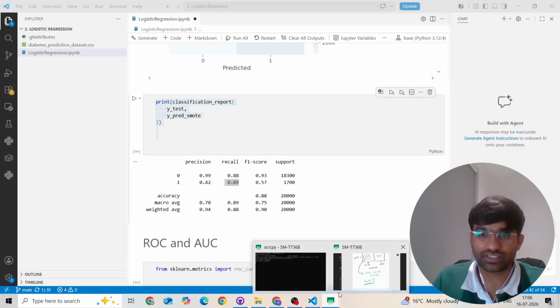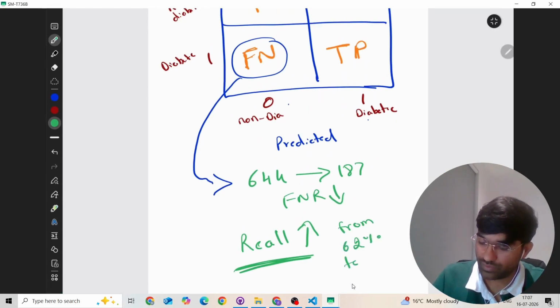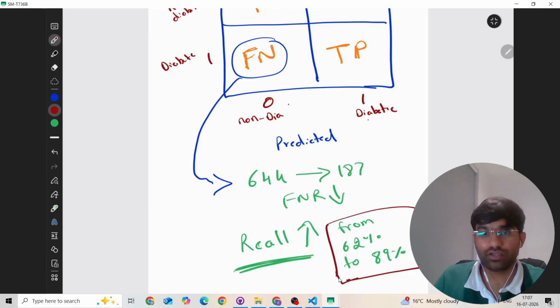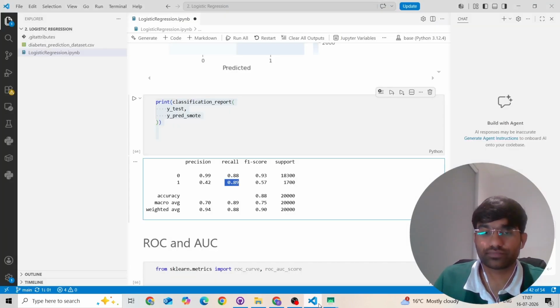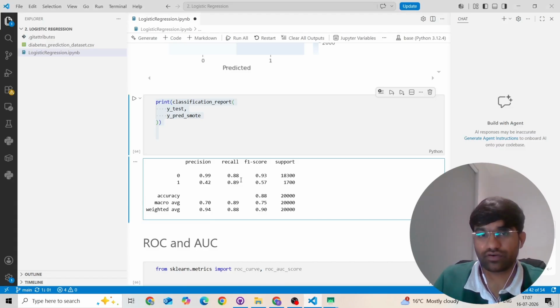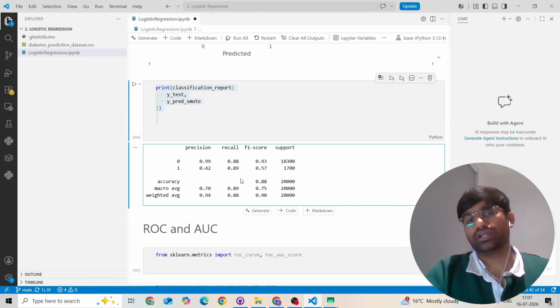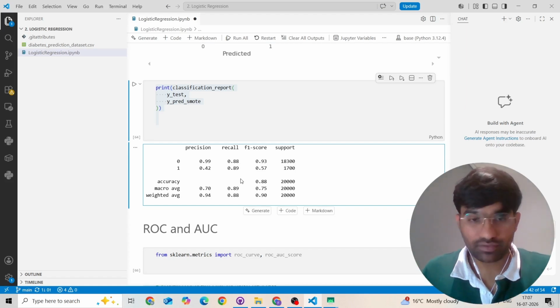From 62%, recall accuracy has increased to 89%. There is an increase in the recall accuracy. That means our model has improved. Got it? See, precision has decreased and F1 score has decreased, but our focus is on recall. So recall accuracy has increased. So this is how we built the logistic regression model.